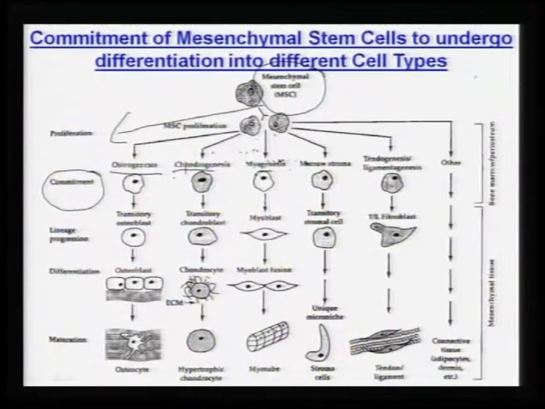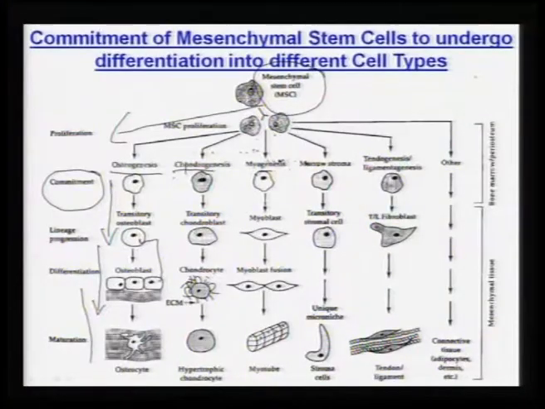Okay. Now, similarly, here commitment means once the cell is committed to differentiation, it will go to first a transitory osteoblast, then it will be differentiated to an osteoblast. Transitory osteoblast and osteoblast cells have different gene expression or different cellular functionality, and then it will go to more matured cells called osteocytes.